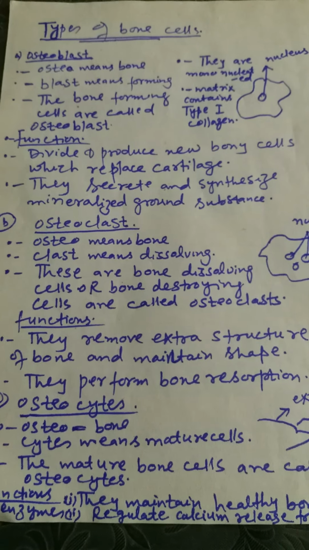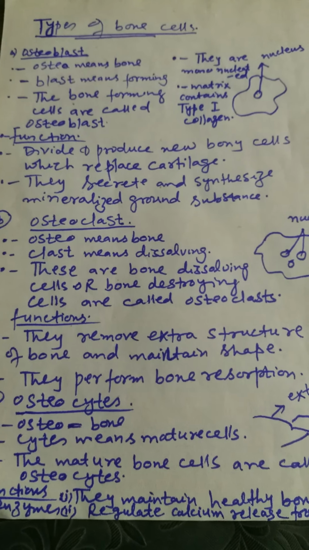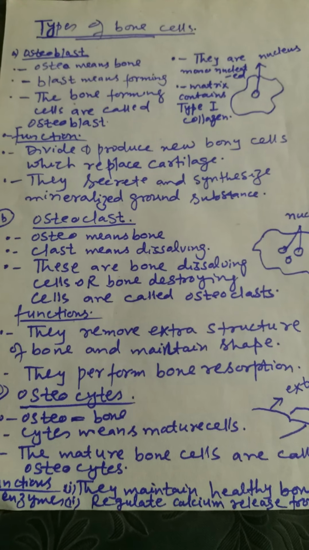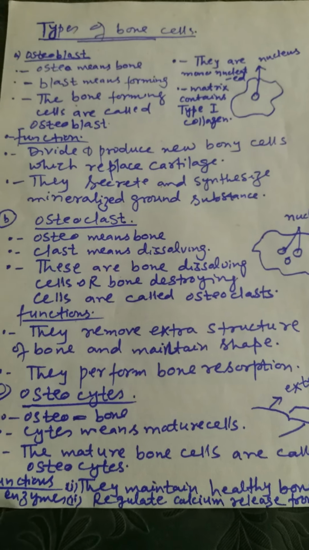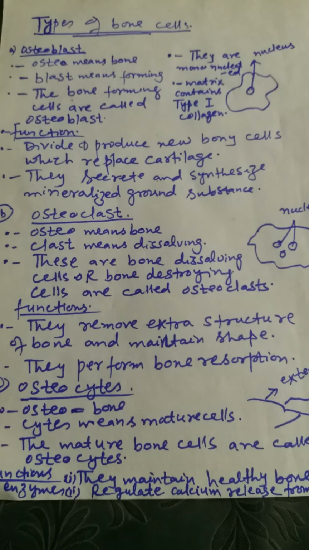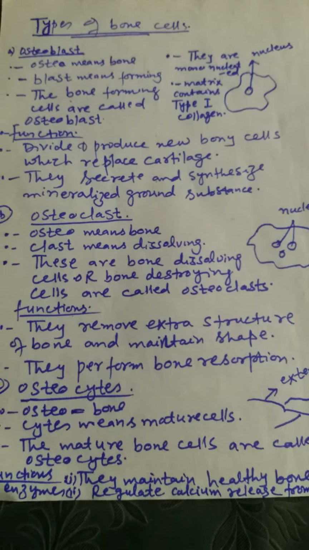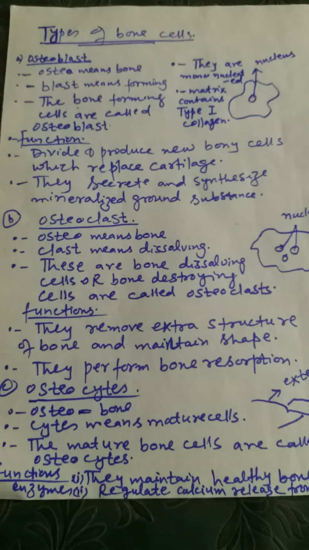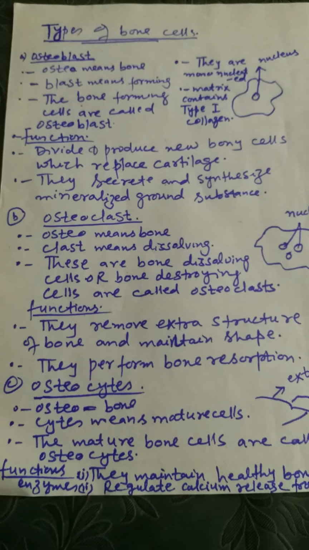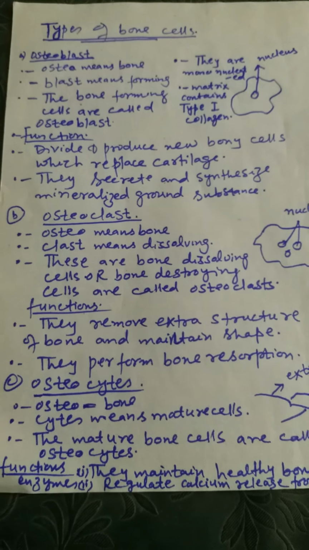Let's see first what is bone. Bone is hard connective tissue which forms the major part of our skeleton. Roughly 80% of the skeleton is composed of bone and 20% cartilage. Bone is a rigid connective tissue made up of cells. What are the bone cells?